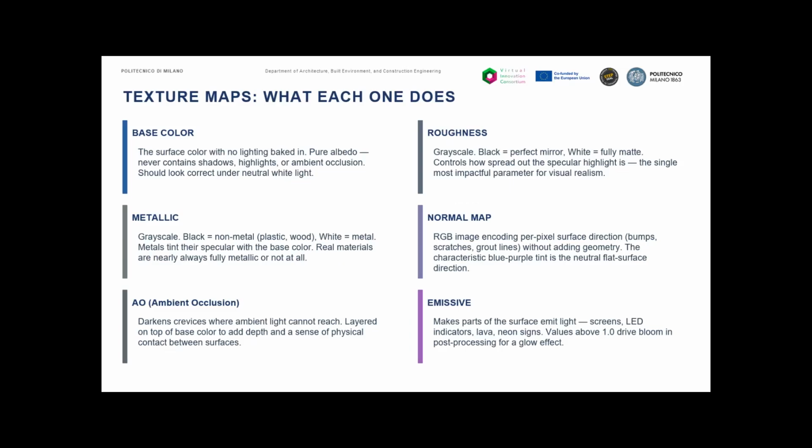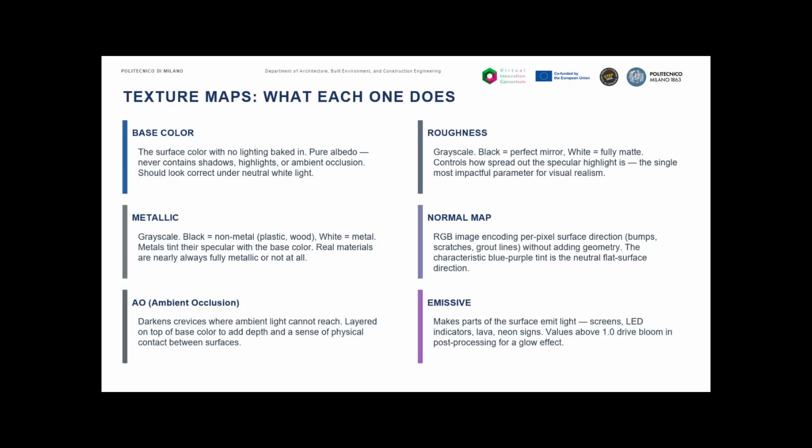Roughness is grayscale. Black equals perfect mirror, so white equals fully matte. We will see it later; I'll show you the actual map. And it controls how spread or concentrated the specular highlight is.